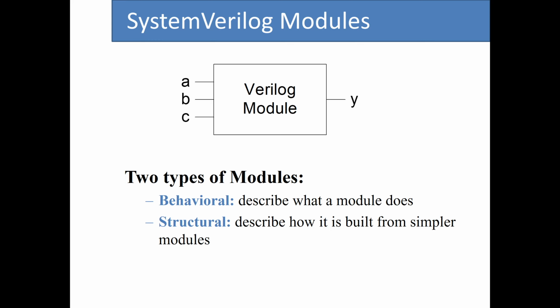To start with, System Verilog is built based on the concept of modules. A module, you can say, is a black box. We have a certain set of inputs and we have a certain set of outputs. There are two types of modules in System Verilog. We can have behavioral modules, which describe what a module does, and we can have structural modules, which describe how it is built from simpler modules.